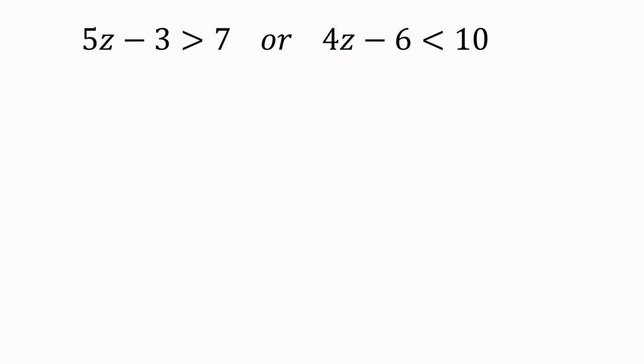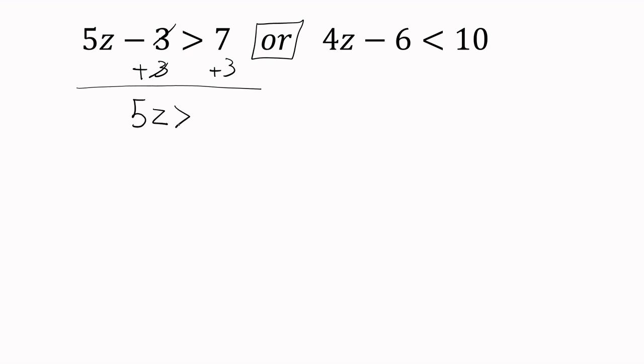Look at the next example. It's exactly like the previous one. I have or, so I'm gonna start solving the first one. I'm gonna add 3 to both sides. These two are gonna cancel each other out, so 5z is greater than 10. Divide both sides by 5. If I do that, z would be greater than 2.